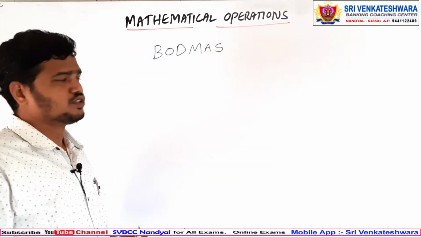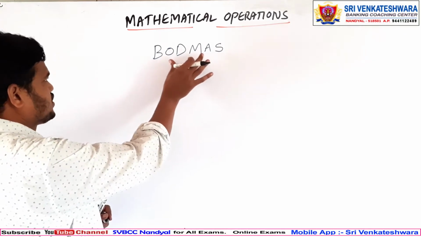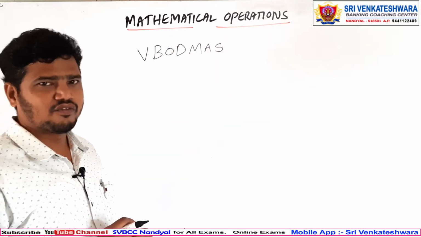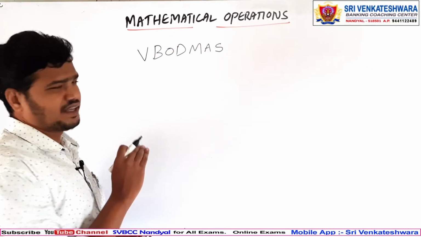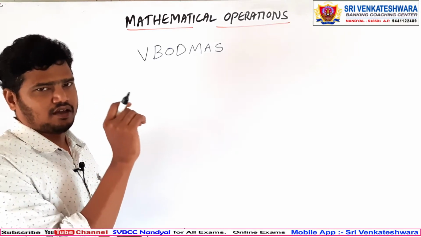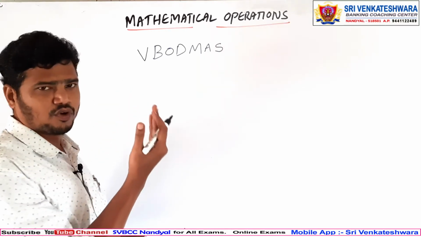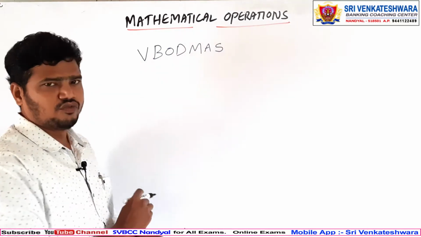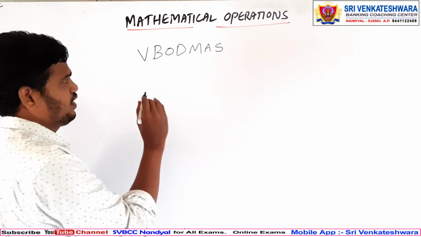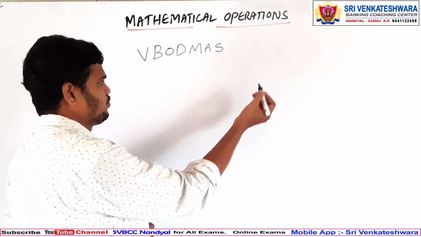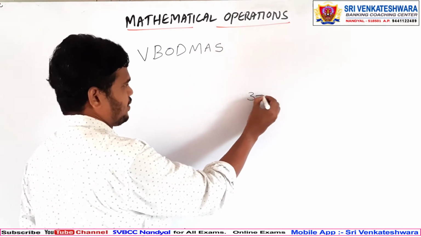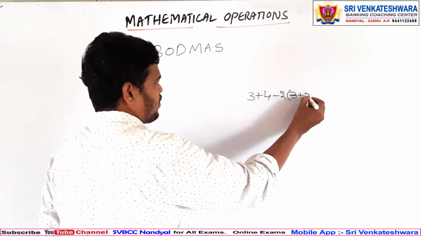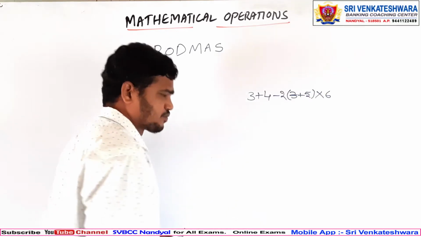That is BODMAS. Instead of this we can have one more letter also, a V. V is nothing but vinculum. So what is the vinculum? It is nothing but a single line above the number. First of all, see here, V BODMAS means whenever we have a problem, for example, 3 plus 4 minus 2, 3 plus 5 into 6.